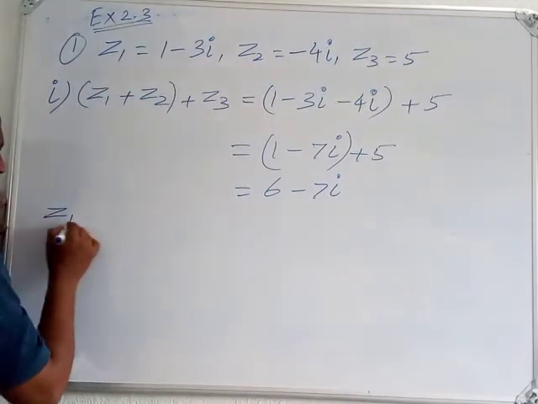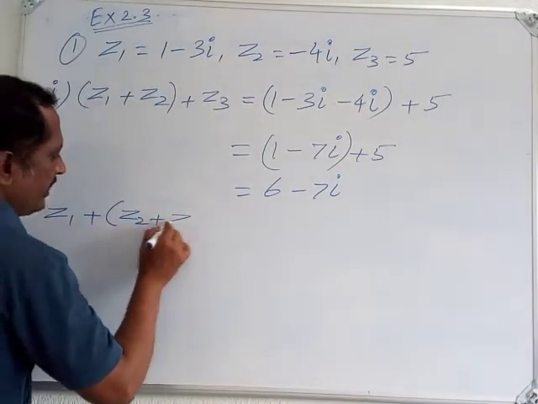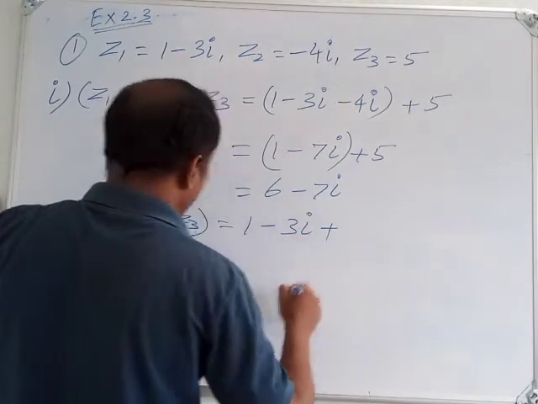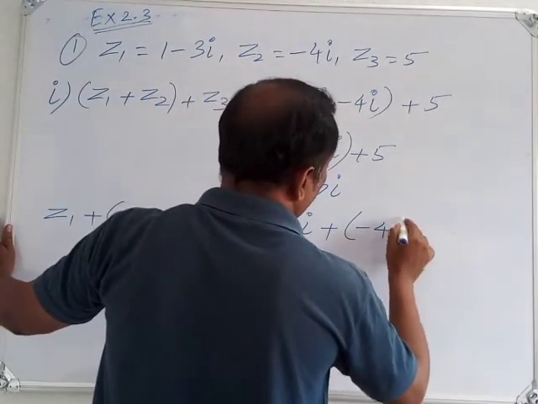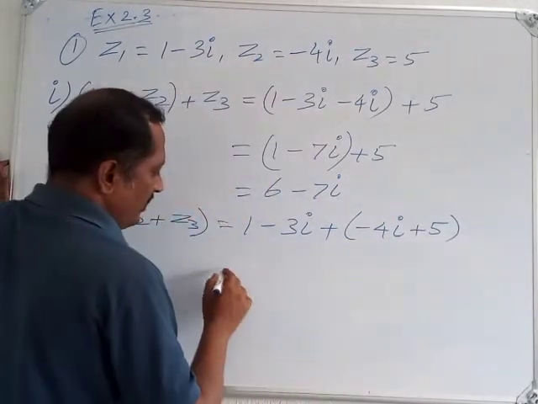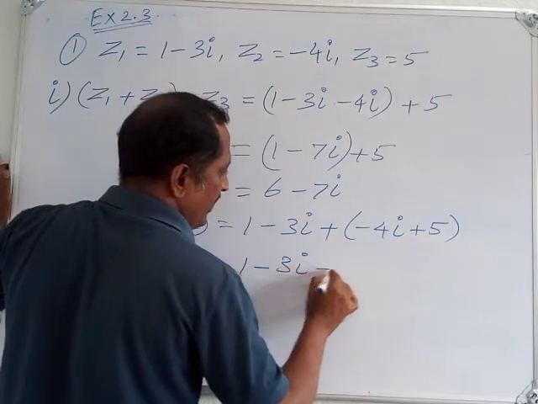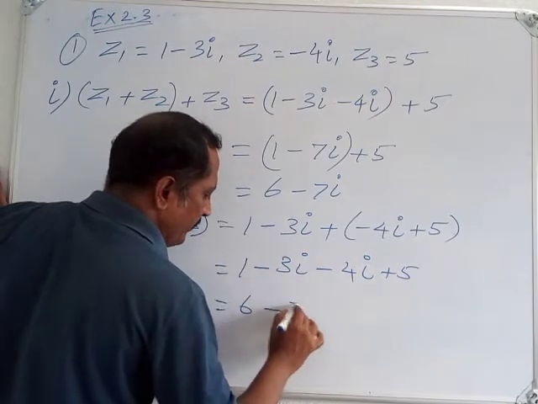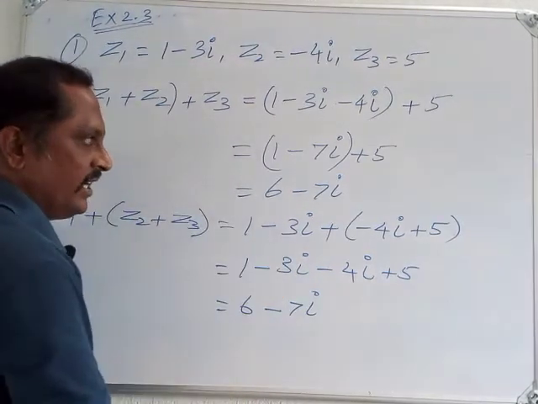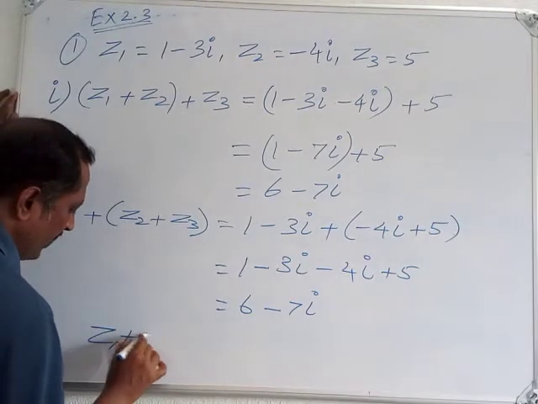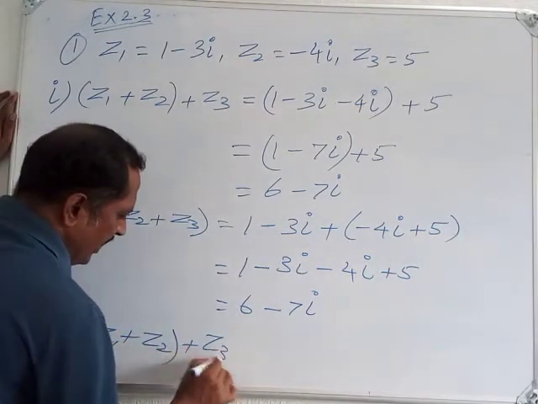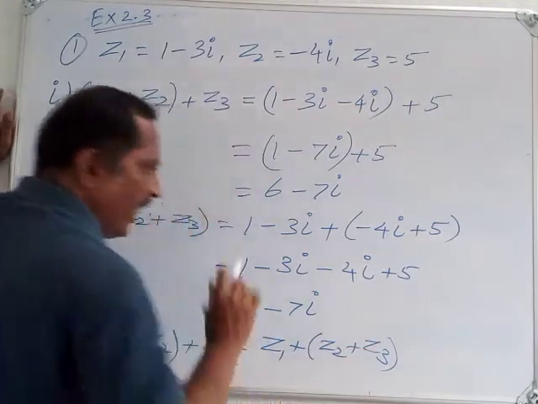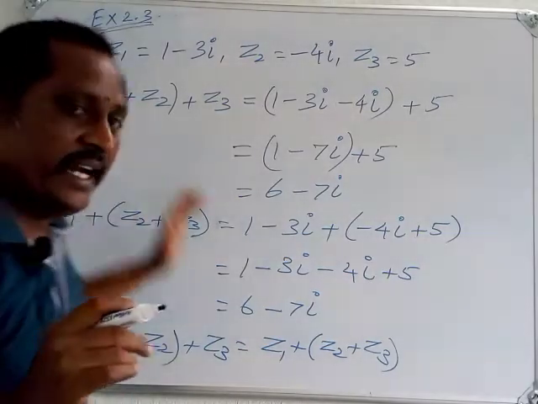Next we have to add in this format. z1 plus z2 plus z3 is equal to z1 is 1 minus 3i plus z2, z2 is minus 4i plus z3, z3 is 5. So remove the brackets: 1 minus 3i minus 4i plus 5. So 1 plus 5 is 6, minus 3 minus 4i is minus 7i. Both answers are equal. Therefore z1 plus z2 plus z3 is equal to z1 plus z2 plus z3. Both are equal. So associative law for addition over.